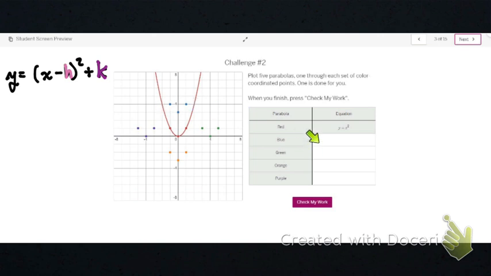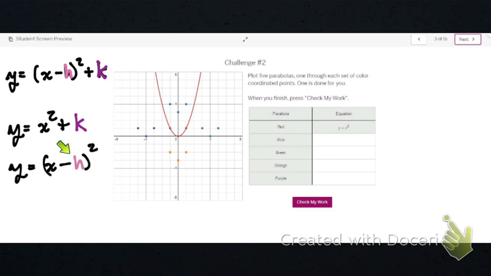Now the parabolas that you used here actually didn't have both the h and the k. They had either or. So they either looked like this with the k with no h, which means that the h is 0 in this case, or you have just the h with no k, which means the k is 0. Remember, the k moves the parabola up or down, while the h moves the parabola left or right.